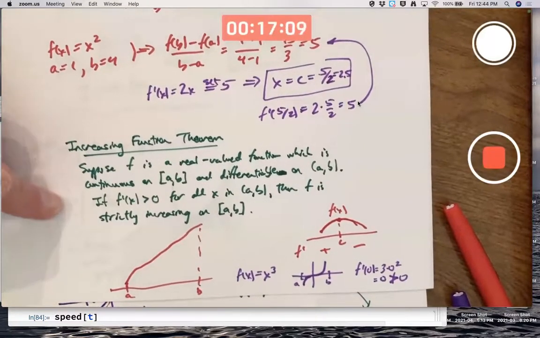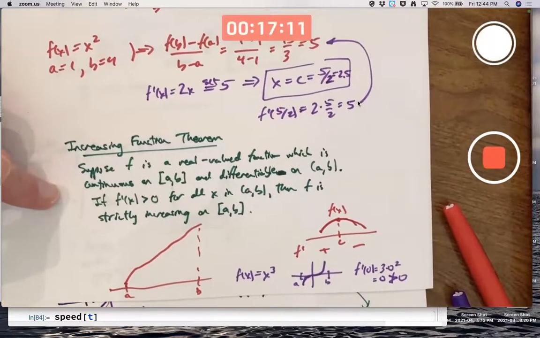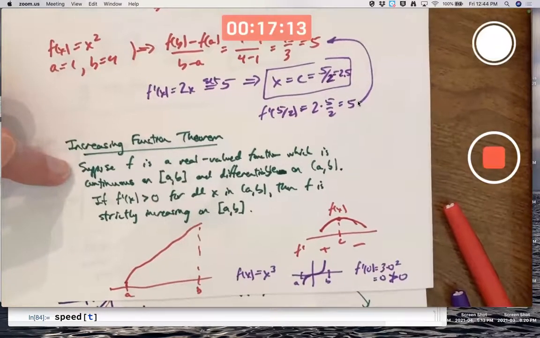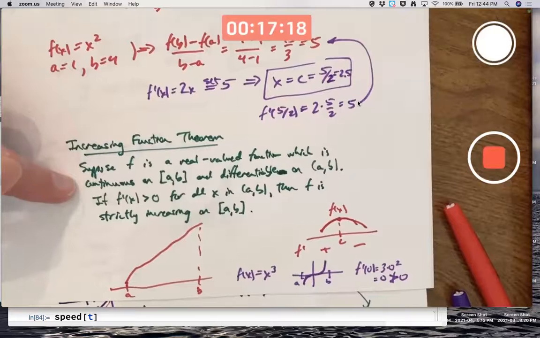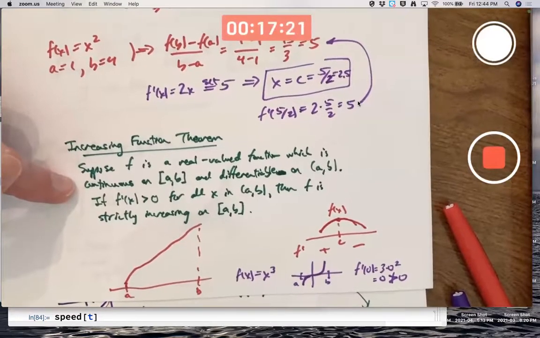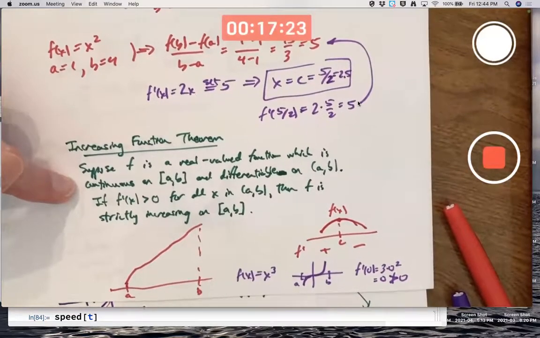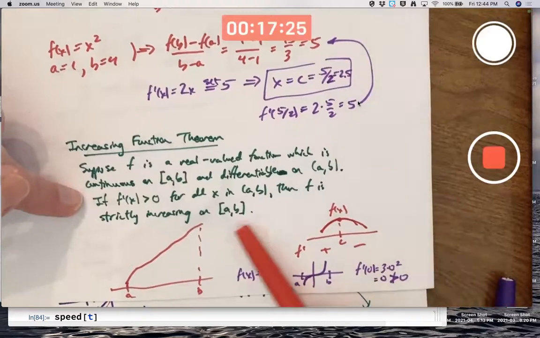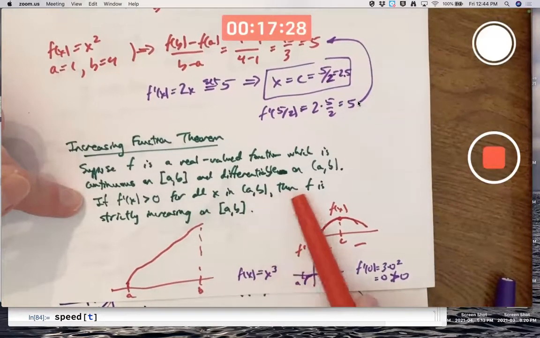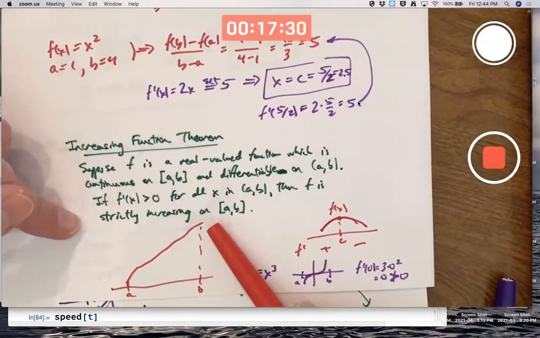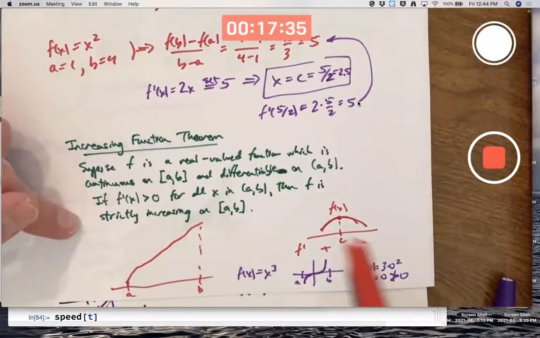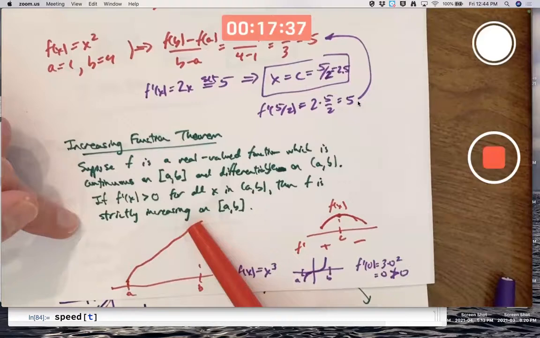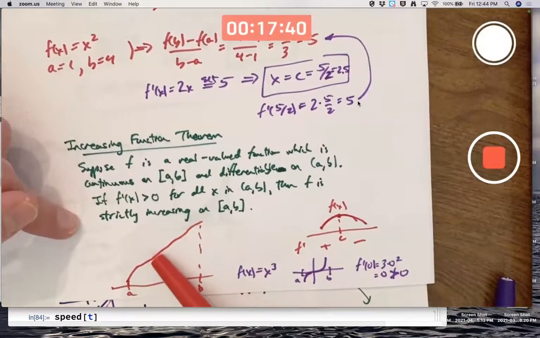What does the increasing function theorem say here in this one-dimensional situation? Same kind of setup as the mean value theorem. Suppose f is real valued, meaning real number outputs, continuous on a closed interval from a to b, and differentiable in the corresponding open interval. If f prime is always positive over the entire open interval, then f is strictly increasing, in fact, on the closed interval. Okay, so if the derivative is always positive, tangent lines always have a positive slope, the function's got to be going up. There's no way it could even have one little piece of it that goes down at all.